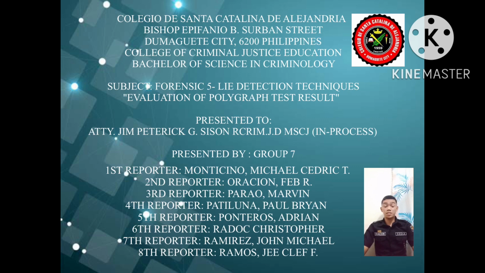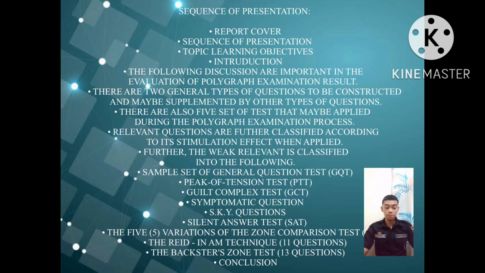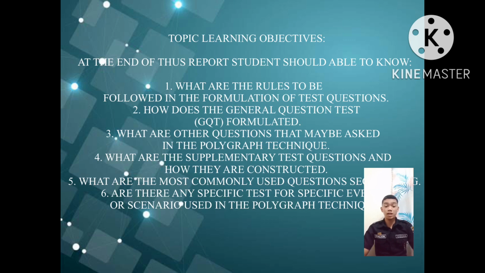This is the recorded discussion of Group 7 in our subject, Forensic 5, Lie Detection Techniques. And our topic for this reporting is all about evaluation of polygraph test result. This is the sequence of presentation: the topic learning objectives, followed by the introduction.